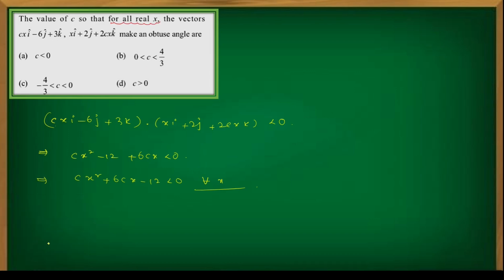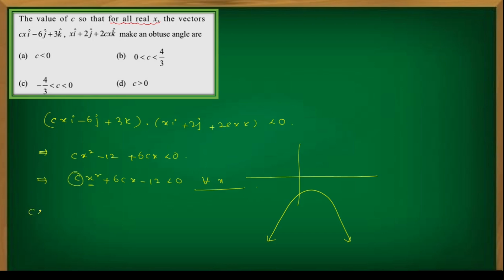So when a quadratic expression's values are totally negative, the graph must lie below the x-axis. You cannot draw it dipping below the x-axis and going up again, because then it would become positive once again. So it should not be like this. What is the meaning of that? It should be a parabola opening downward, which means the coefficient of x square must be negative.